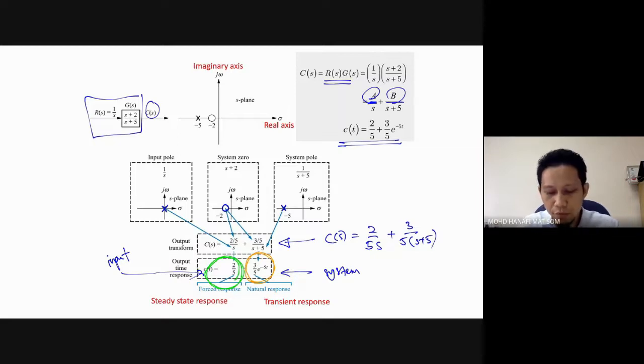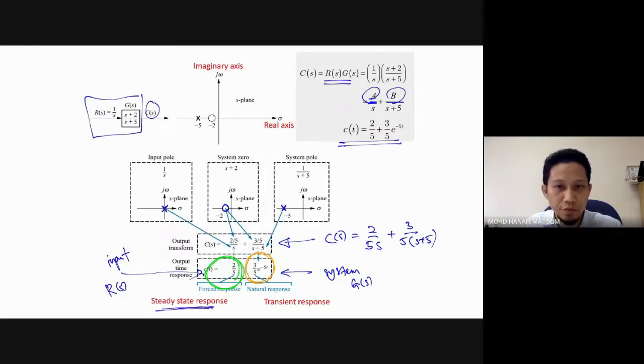So in this case, what is our input? We have R(s). What is our system? Our system is G(s). So the G(s) gives, when we calculate, 3/5 e to the power of negative 5t. And then the input gives 2/5. There is no exponential in this expression, and you can see here this is a steady state response.